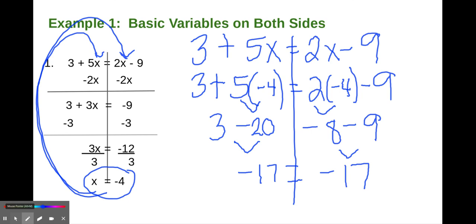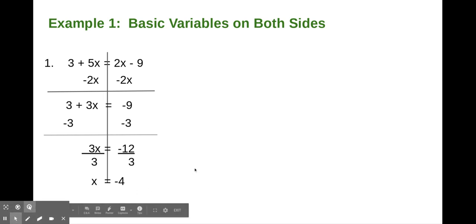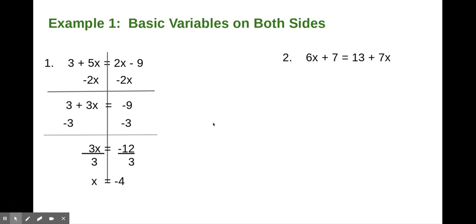Okay. Now, that's not the only problem we're going to go through. We're going to go through many problems here. So let's take a look at the next one. All right. We have 6x plus 7 equals 13 plus 7x. First step we do on all these problems, we always draw that line going down.